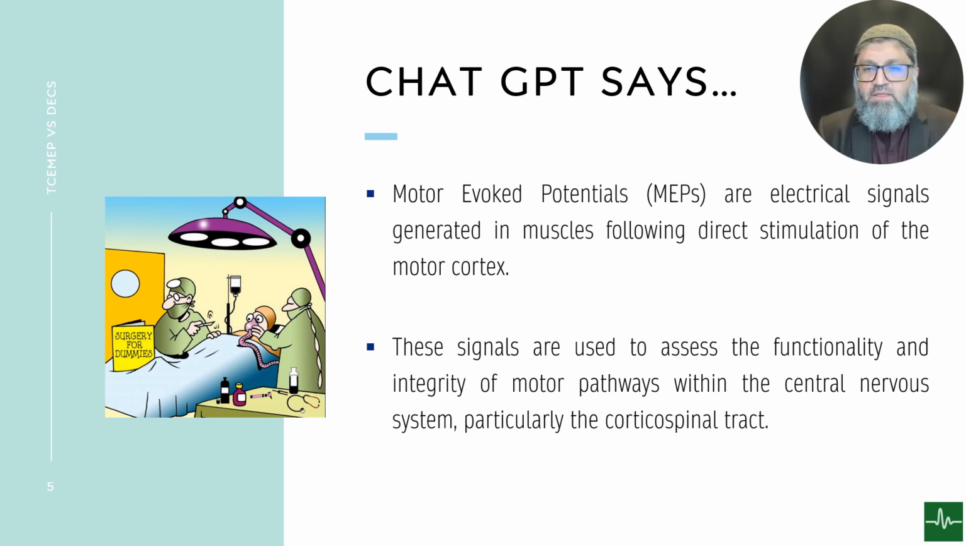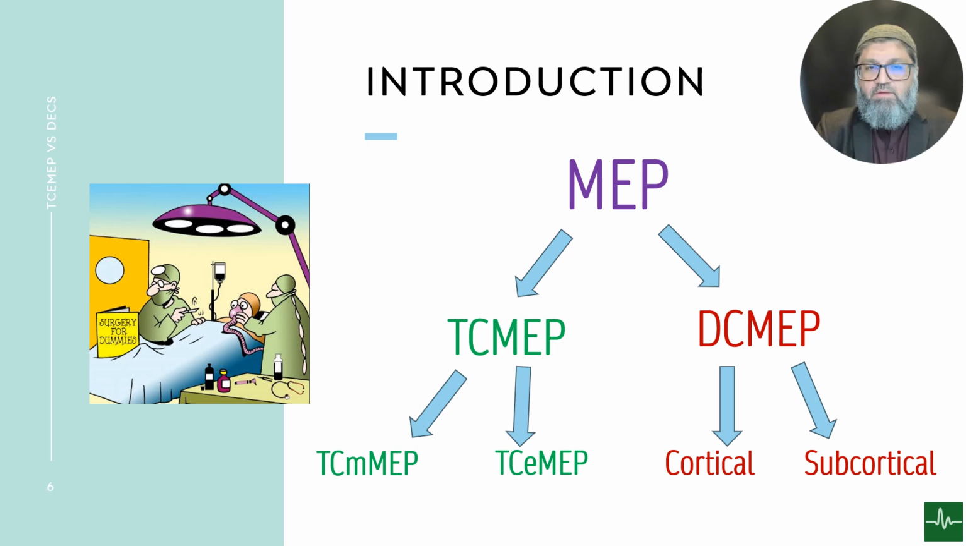So I decided to check with ChatGPT what it says about MEP. I got this response: motor evoked potentials are electrical signals generated in muscle following direct stimulation of the motor cortex. These signals are used to assess the functionality and integrity of the motor pathways within the central nervous system, particularly the corticospinal tract.